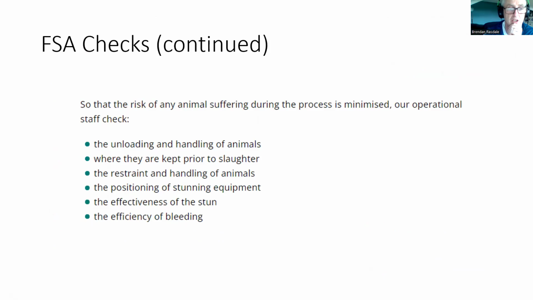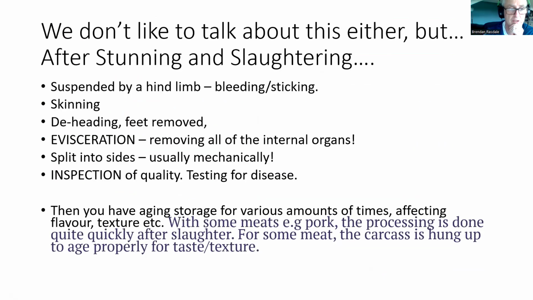Okay, so they can do a lot of checks at the slaughterhouses. After they're stunned and slaughtered, they've still got to be skinned. They've still got to be deheaded. Internal organs have to be taken out, split, and then butchered properly, inspected, tested for disease. So it's worth taking a look at that, guys.